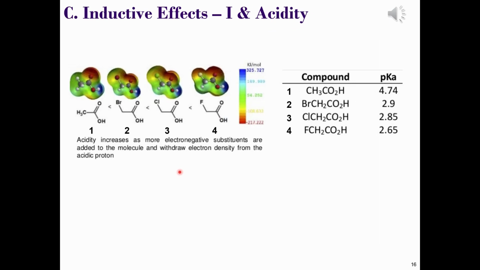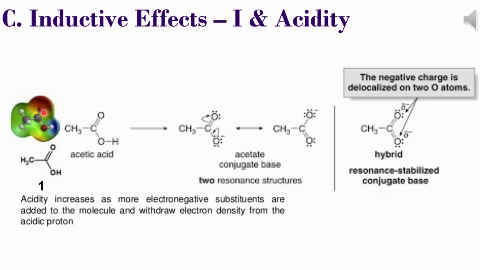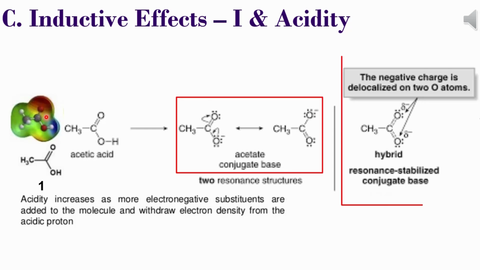On this slide we have acetic acid, that's compound 1, and from its map of electrostatic potential, the oxygen atom of the carbonyl group is the most electron rich. That means the charge is heavily localized on that particular atom. Now when it forms a conjugate base, the negative charge is stabilized by resonance, which means that the electron density will be shared over the two oxygen atoms.